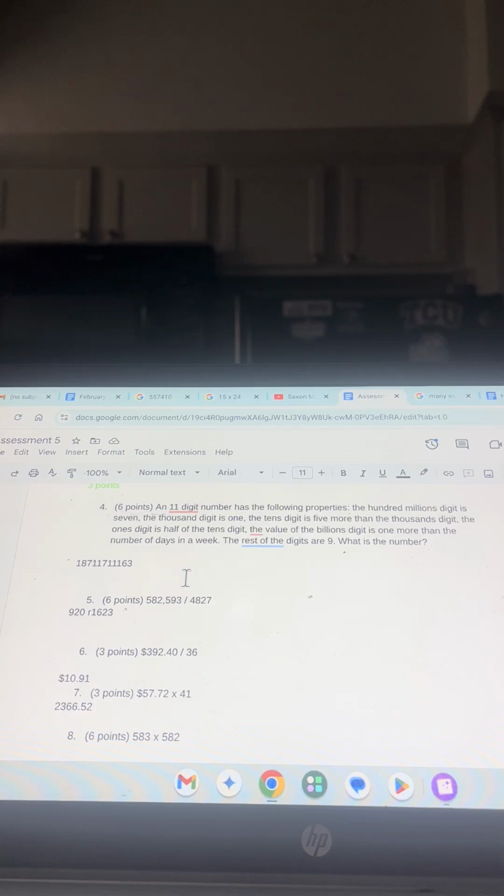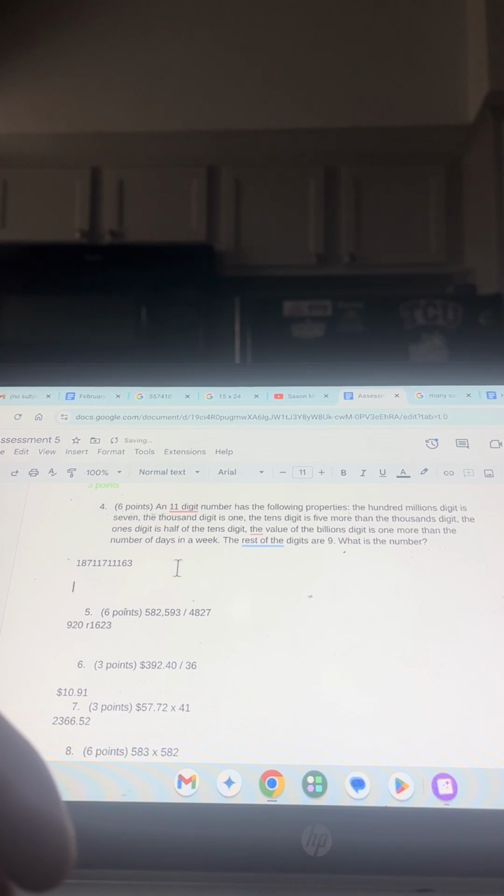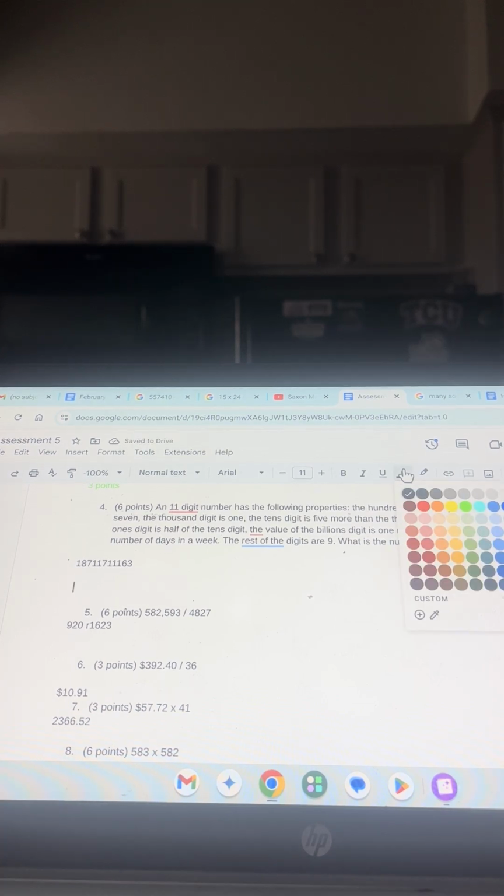Well, you didn't even put a 9 in this problem, so you didn't get full points for this one. Because it says the rest of the digits are 9. And where'd you get all these ones from? I don't see 1 anywhere except for this 11 digits. So you only got 4 points for this one, but you got some credit.